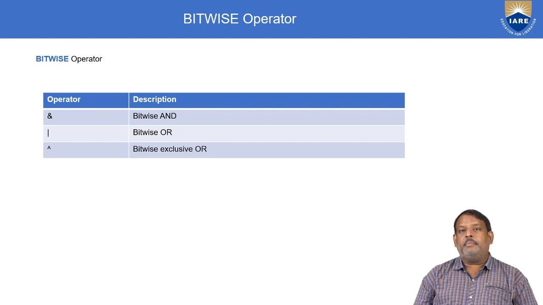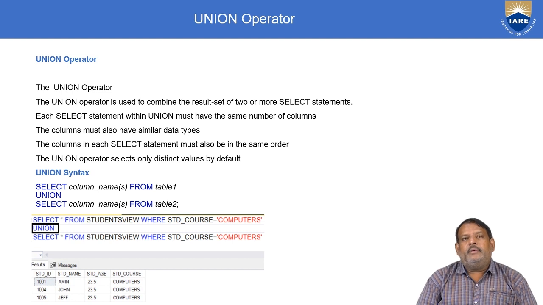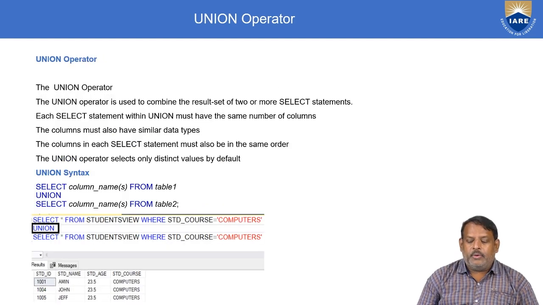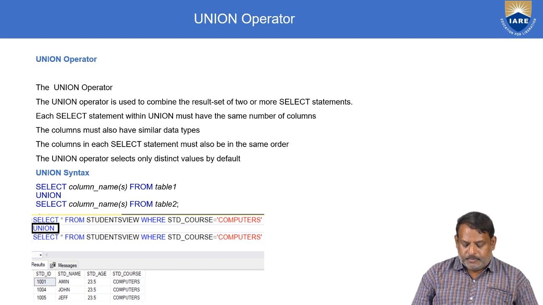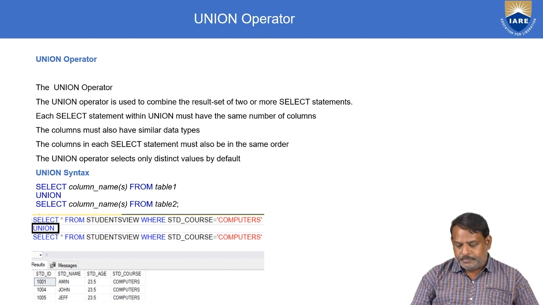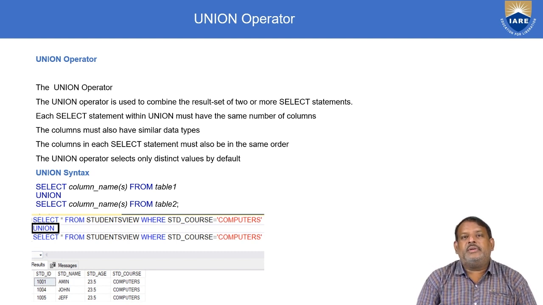Now we have the union operator. We have union and union all. We have two more operators to discuss: union and union all. Union means combining two result sets.